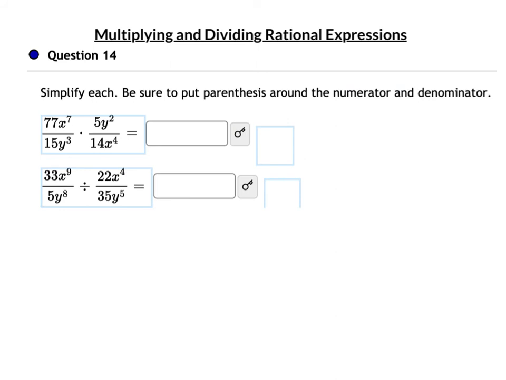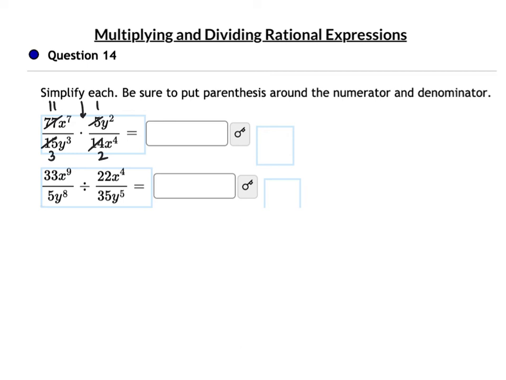More canceling. You have your multiplication right here. These both divide by 5. You get 1 and 3. These both divide by 7. You get 11 and 2. And I'm looking at 11 and 1 and 3 and 2. There's no common factors in the numerator and denominator.